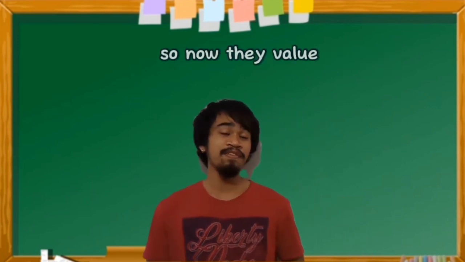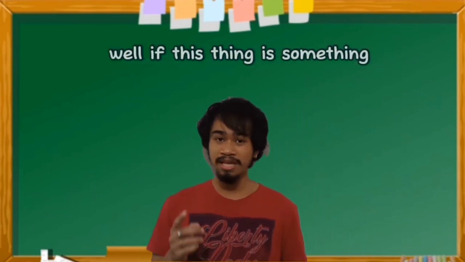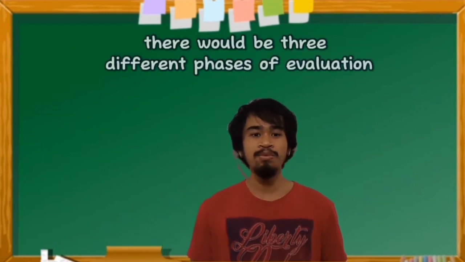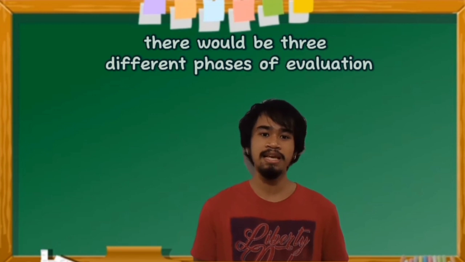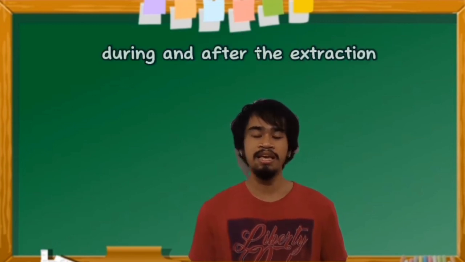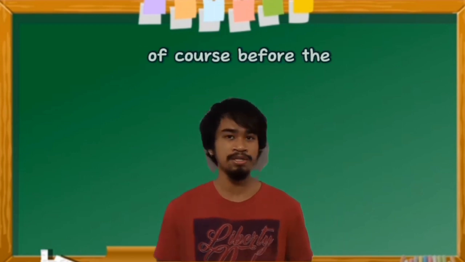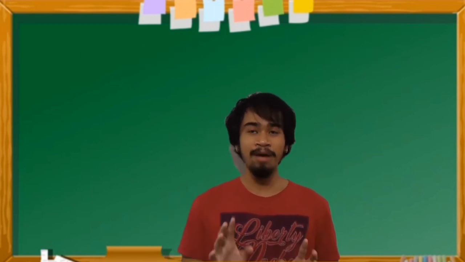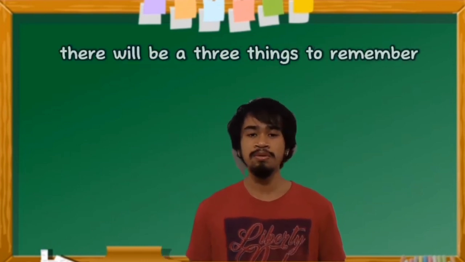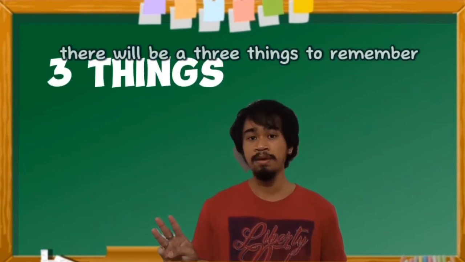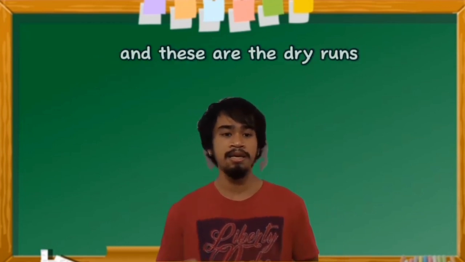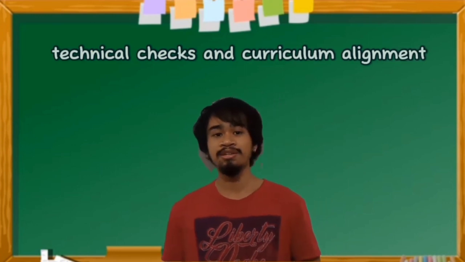So now, this has something to do with the evaluation process, in which there will be three different phases of evaluation, which are before, during, and after the instruction. Of course, before the instruction begins, there will be three things to remember before you instruct your class. These are the dry run, technical check, and curriculum alignment.